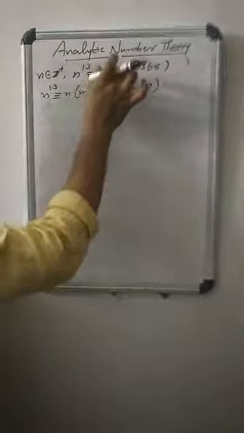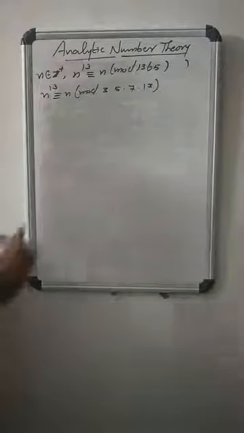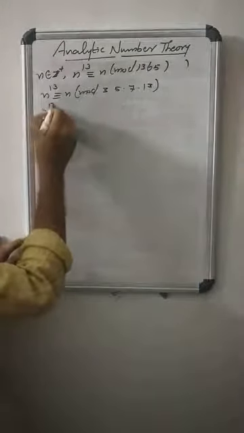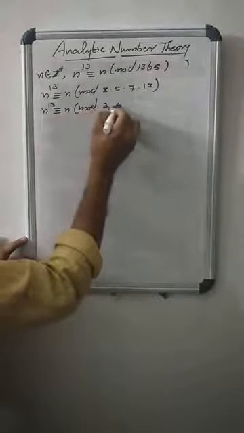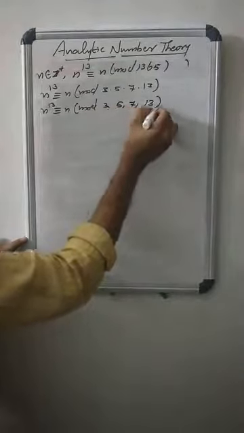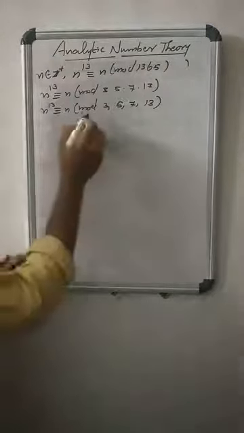In order to solve n power 13 congruent to n mod 1365, we have to solve n power 13 congruent to n mod 3, n power 13 congruent to n mod 5, n power 13 congruent to n mod 7, and n power 13 congruent to n mod 13. How? So we can consider 3 first.